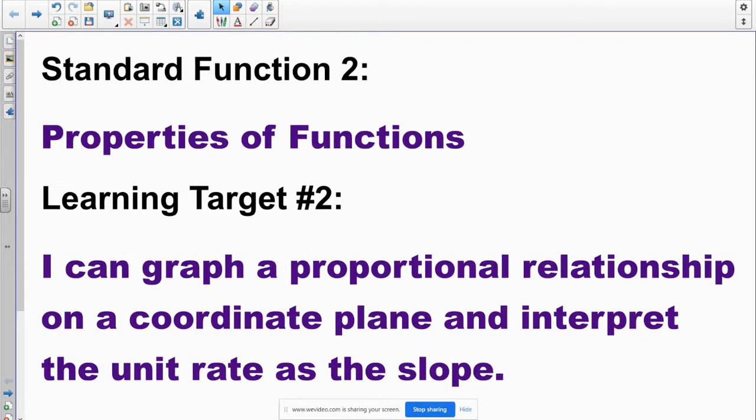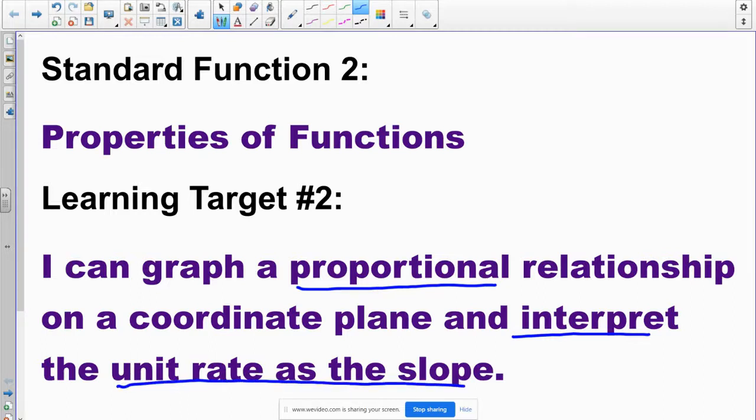This video is on standard function 2, which is properties of function, learning target 2, which is I can graph a proportional relationship on a coordinate plane and interpret its unit rate as the slope. So a couple of things in there is we're going to work with proportional relationships, and we kind of talked about that in the last learning target. That's how we kept getting similar triangles with proportional sides, and then interpret the unit rate as a slope.